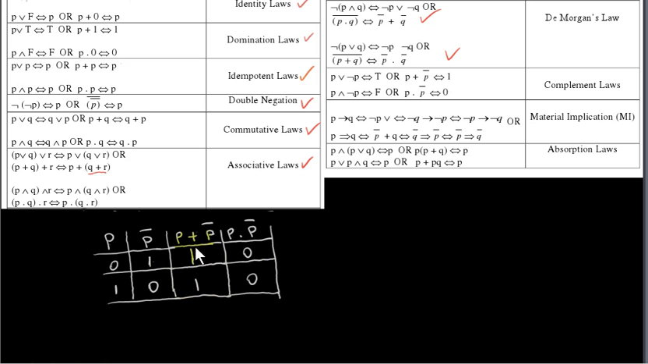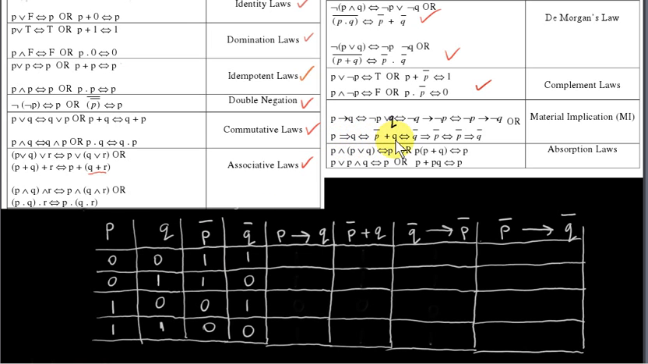We just have ones in this column, so we can label this column T for true, and we have just zeros in this column, so we can label it F for false. So we can see that P plus not P is equivalent to T, and P or not P is equivalent to T, and P and not P is equivalent to F. We can write 1 for T or 0 for F.